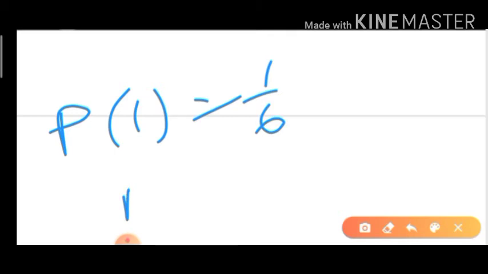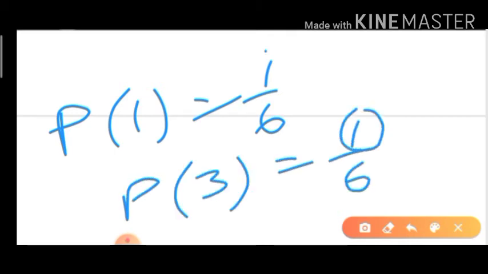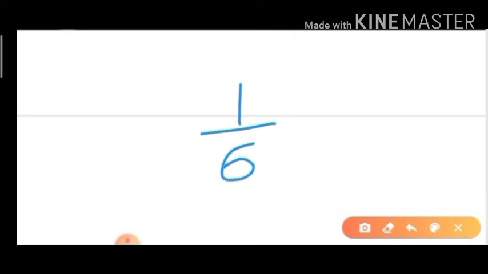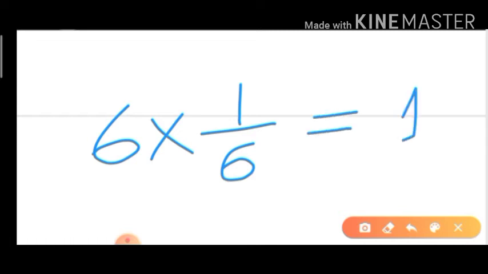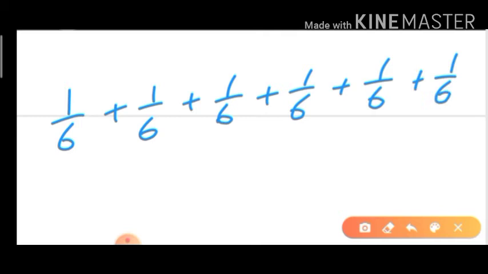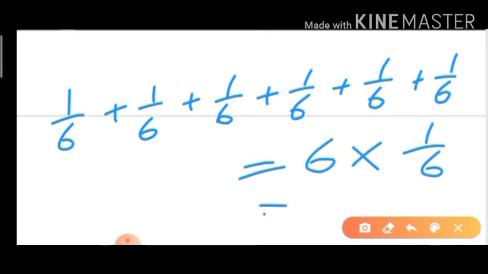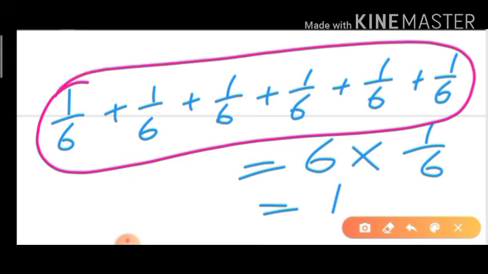Likewise, it will happen for all. The probability of getting a 1 is 1 by 6. The probability of getting a 3 is also 1 by 6, because there is only one possibility and the total is always 6. So all have 1 by 6 probability, and in total there are 6 numbers. If you add them, you will get 1. So the total probability is always 1. That means the probability of getting 1, 2, 3, 4, 5 and 6 together is 1. Now, all have the same probability, and if all have the same probability, we say they are equally likely.